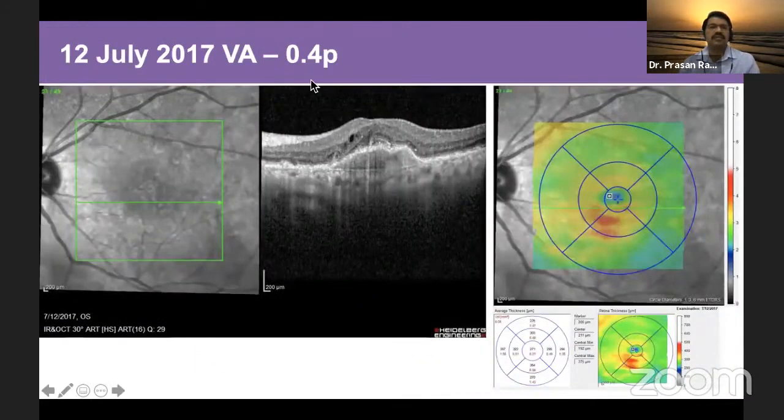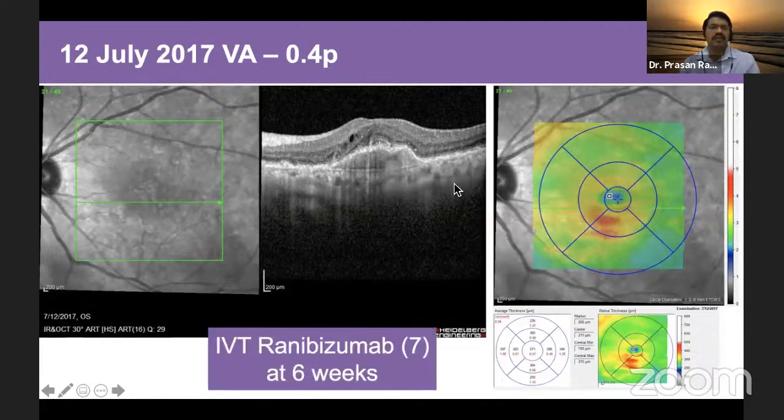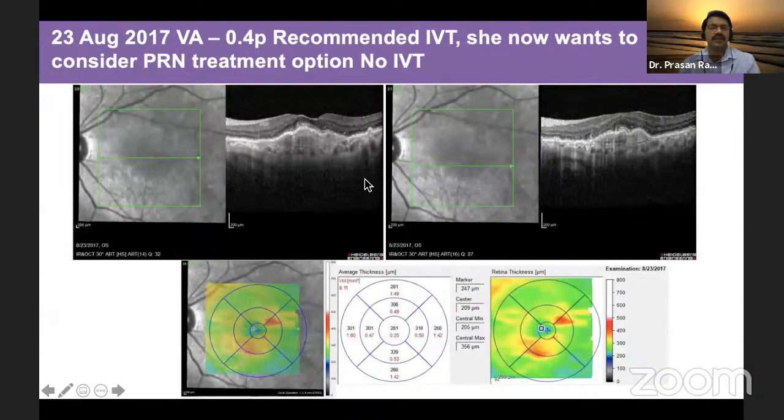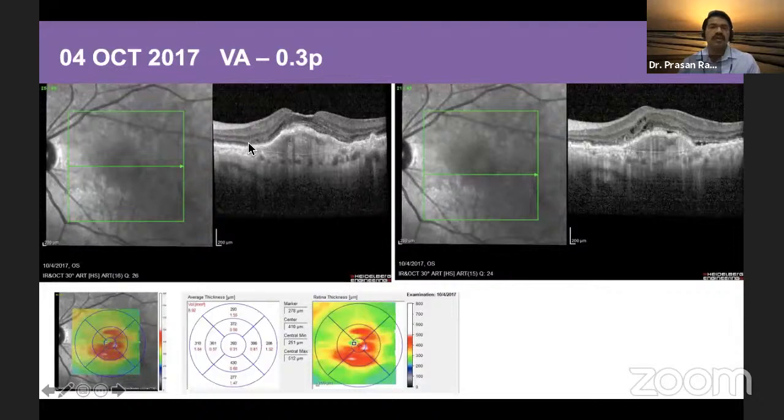She came at 6 weeks. Her vision was 0.4. She was maintaining that vision. And again, an injection was done, and we continued to give her injections every 6 weeks. Note the presence of outer retinal tubulations here. As I told you, she's a self-paying patient. She was not keen to continue with the fixed regimen, she wanted to continue with PRN treatment, and then she came in October 2017.